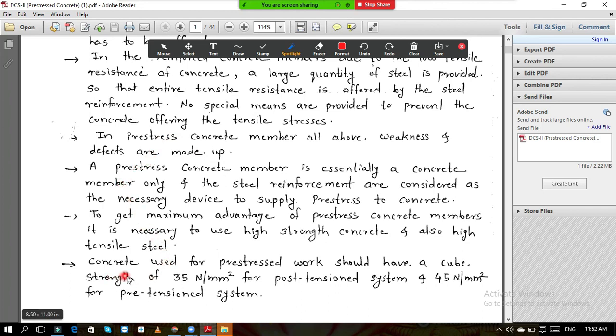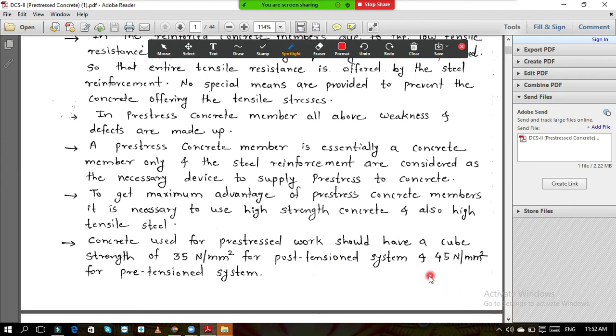Okay. So the concrete used for prestress work should have a cube strength of 35 Newton per mm square for post-tension system and 45 Newton per mm square for pre-tension system. So what is this post-tension system and what is the pre-tension system, that we will see later on.